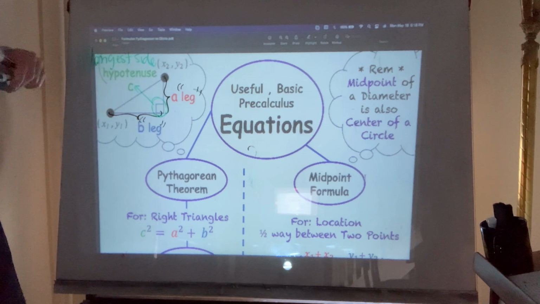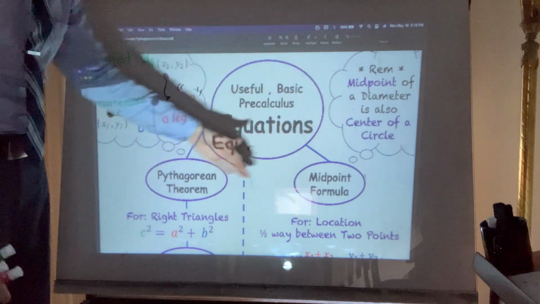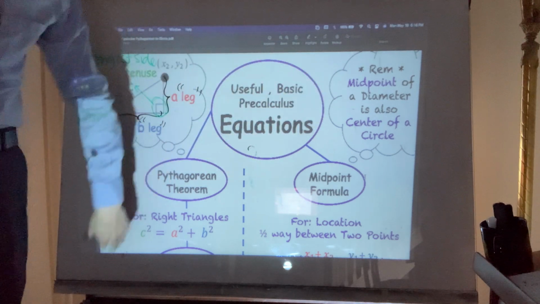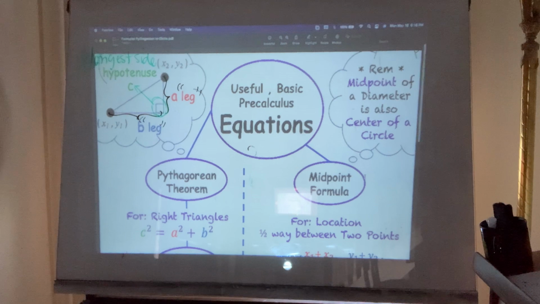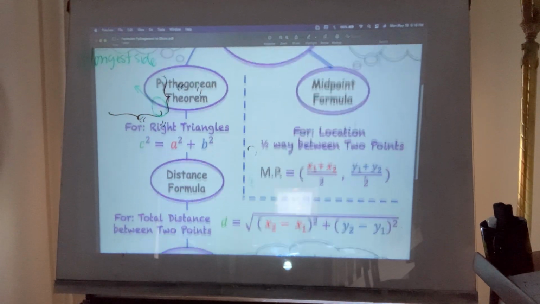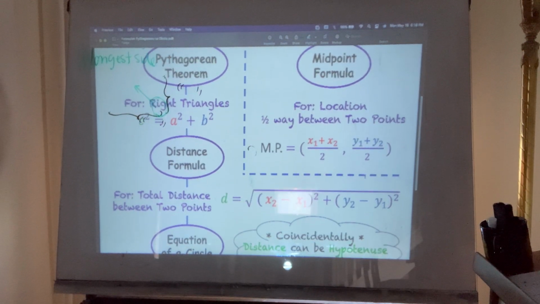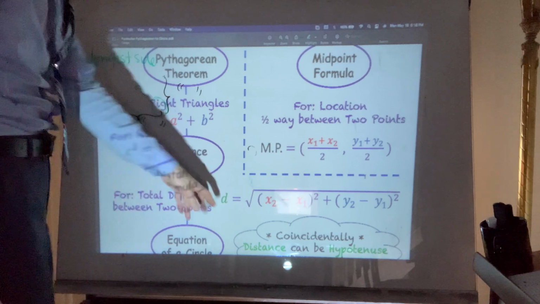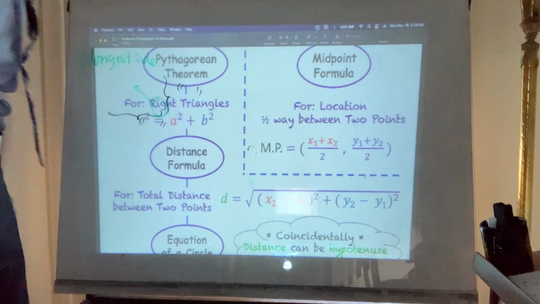Okay. Now, I'll get back to this other side. From the Pythagorean theorem, we have something known as the distance formula. If you've taken a physics class, very likely this had come up in a physics class, even if the labeling is slightly different.